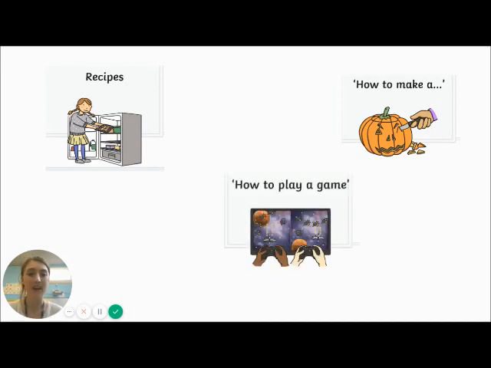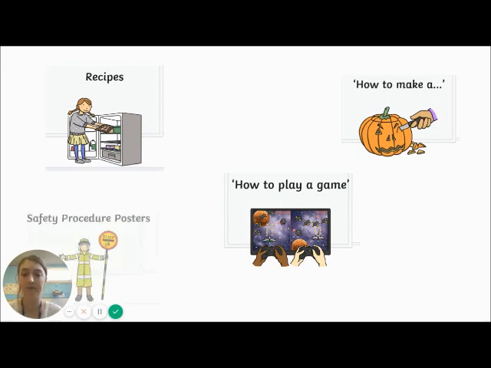How to play a game. If I haven't read the instructions on how to play a game, I have no idea what I'm doing and I definitely wouldn't win. And finally, I read instructions on safety posters. So this example says how to cross a road, and we've got lots of posters around at the moment, haven't we, about how to wash our hands and how to stay 2 meters away from people. So they are very important instructions to read.